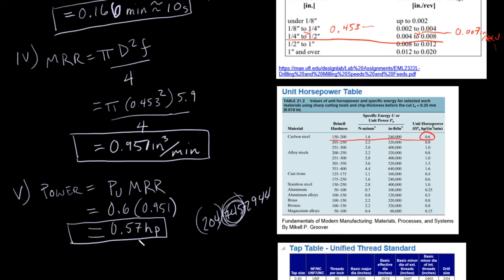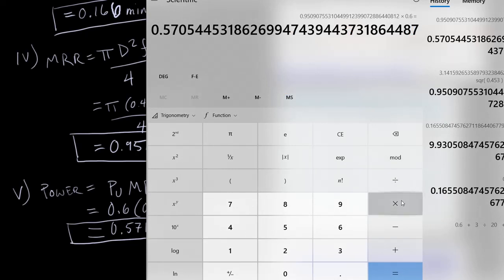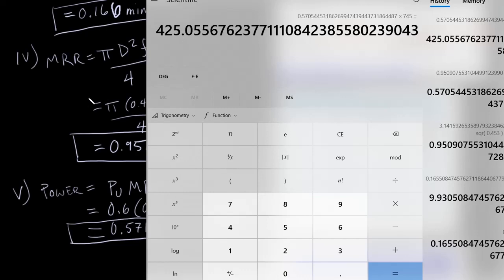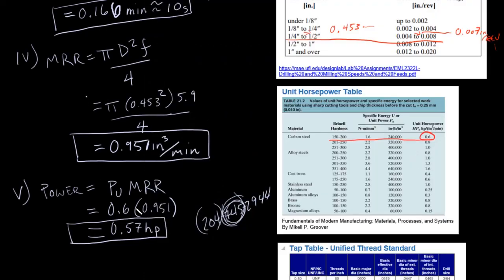Anyway, now this has some real juice here. Before, I think we were all getting low numbers, like in the 30 watt range, but 0.75 times 745 is equal to 425 watts. So that's nothing to sneeze at.